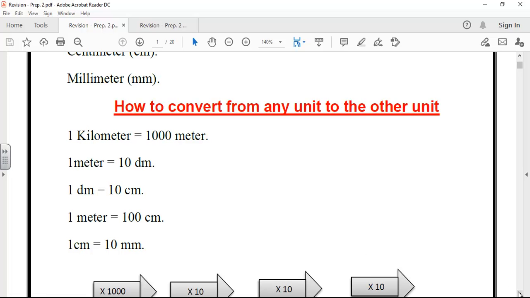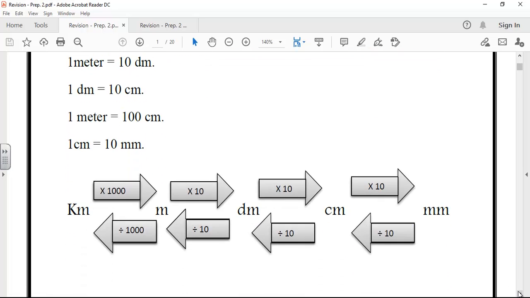10 millimeter. If you want to change from any one to the next one, we just arrange them as you can see here. We start from the biggest one, kilometer, then meter, then decimeter, then centimeter, then millimeter. If you want to change from big to small, times. If you want to do the opposite, from small to big unit, it will be divide. As an example, kilometer to meter, it will be times 1000. While if you want to do the opposite, from meter to kilometer, it will be divide 1000.